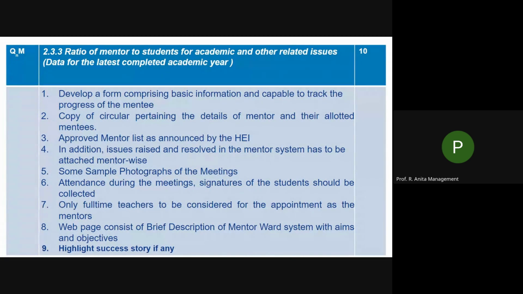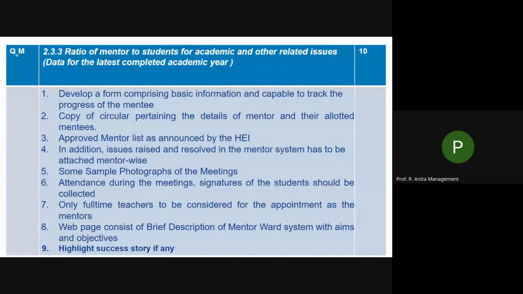We have dedicated 3 to 4 pages for each mentee, and every faculty member, suppose I have some 30 students with me, I have a record of those 30 students in that particular book. In that way, we maintain that. And while we are allotting the mentor to a particular set of students, we need to have a copy of the circular. That documentation should be there, that these are the mentees that have been allotted to this particular mentor.